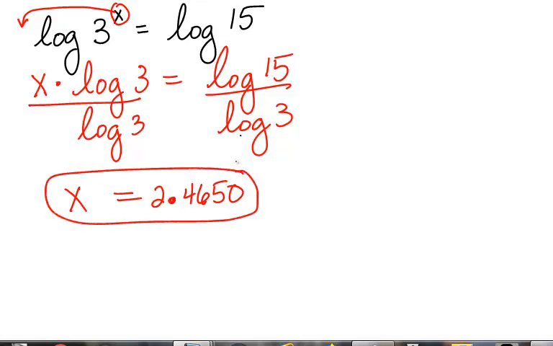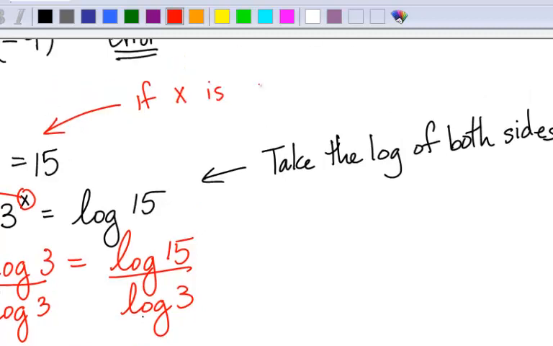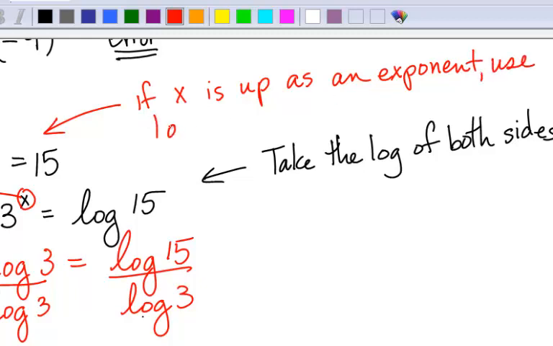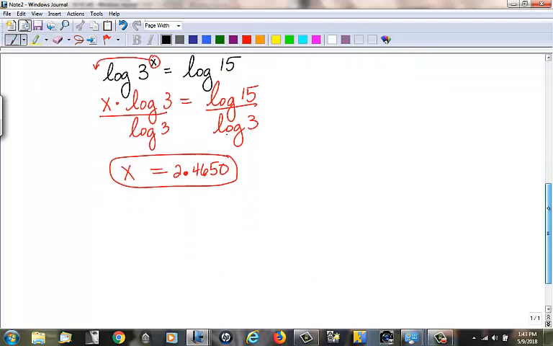Okay. So, when do you use logarithms? Make a note. If x is up as an exponent, use logarithms to solve. The author won't tell you that. You just have to know if x is up as an exponent. Okay? Okay, now you try this one.